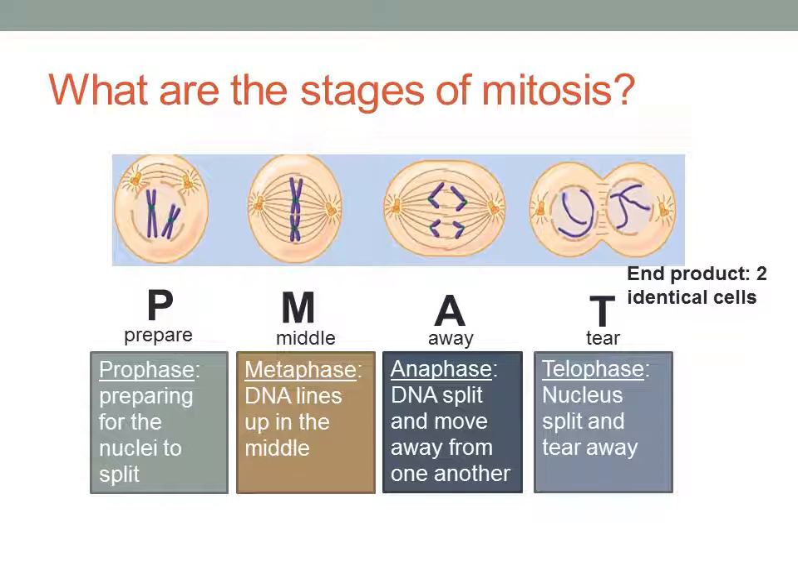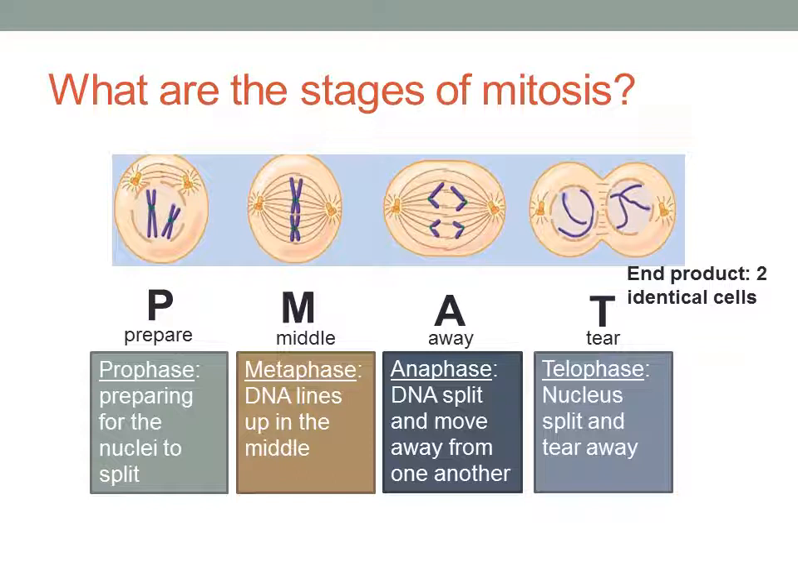The next step is M for metaphase. Metaphase is when all the DNA lines up in the middle of the cell. So I also remember M is for metaphase, but it's also for middle, where DNA lines up in the middle. The next phase is anaphase, A for anaphase, and that's when the DNA splits and moves away from one another. A for away and also for anaphase. They were once in the middle, but now they are split into 2 and going in opposite directions away from each other.